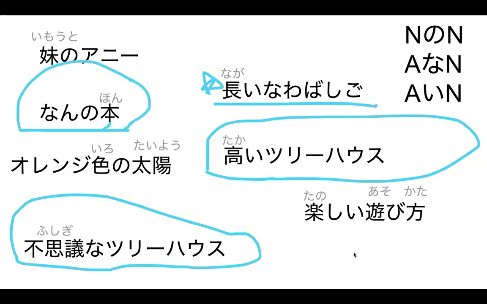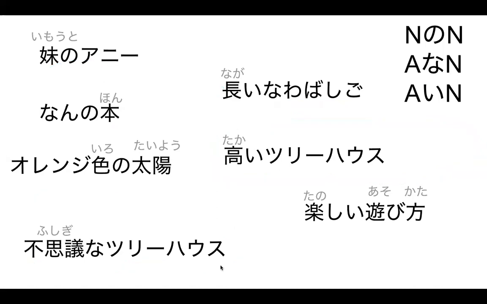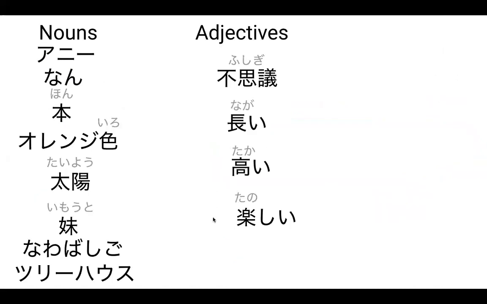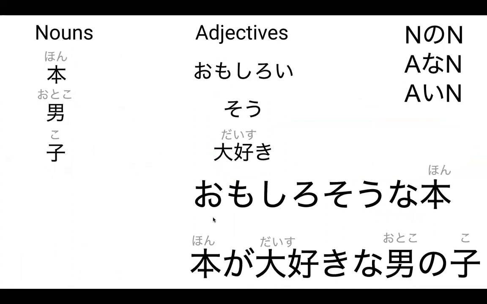Nan no hon. So what book? Yes. Perfect. And we already did that. So now we're doing something a little bit harder. Do you know what omoshiroi means? Omoshiroi means either interesting or funny, from what I know. And how about daisuki?